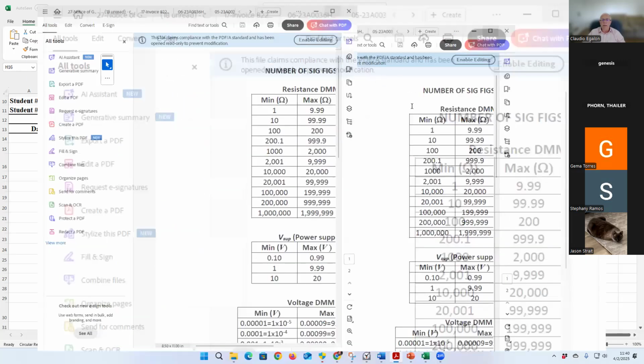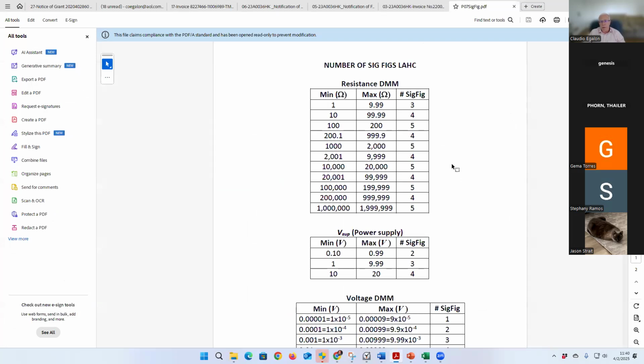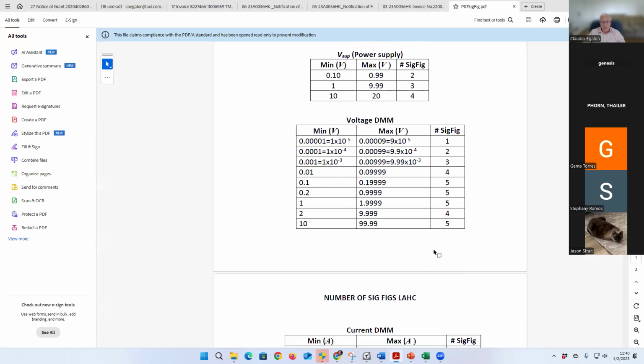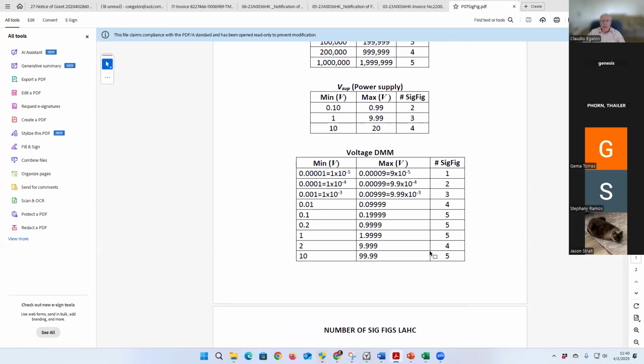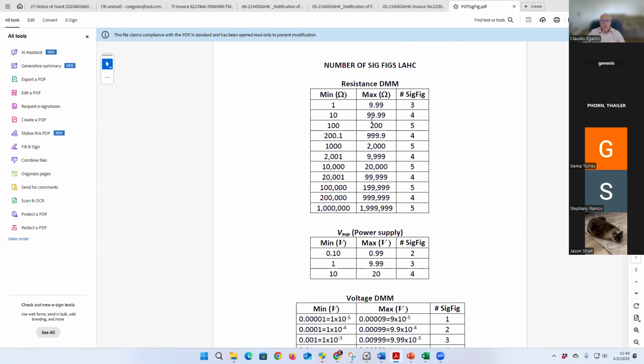The number of significant digits varies from multimeter to multimeter, right? But this table that you see here is for the multimeter that we have there at the college. You've got to look at the table. Resistance. Okay, that's the table that you want to concentrate on. And the number of significant digits depends on the value of the resistance.